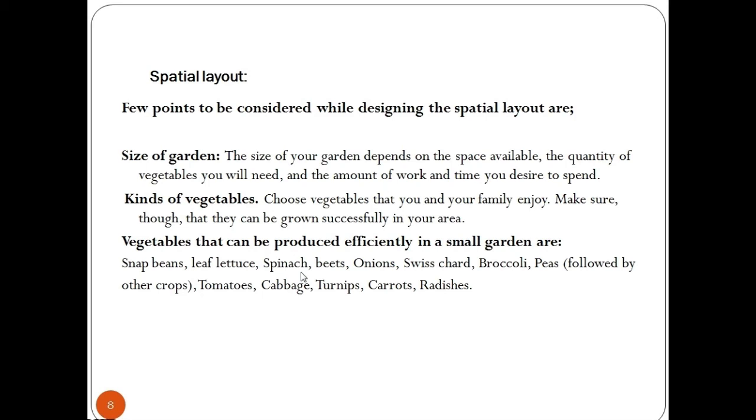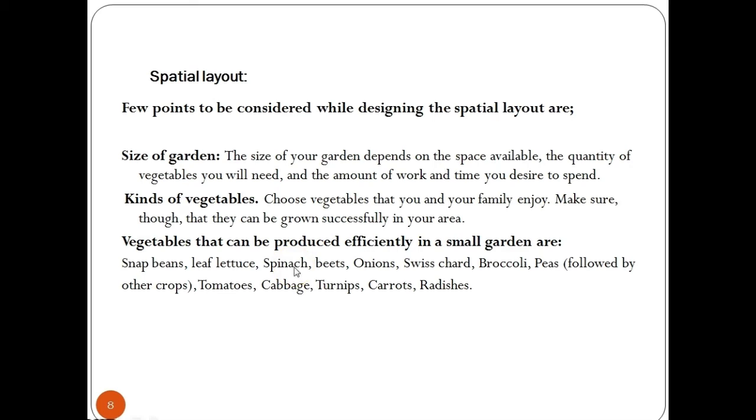Now let's study first how to choose the size of garden. The size of your garden depends on the space availability, the quantity of vegetables you will need, and the amount of work and time you desire to spend. Make the garden just large enough so that planting becomes a fun activity.